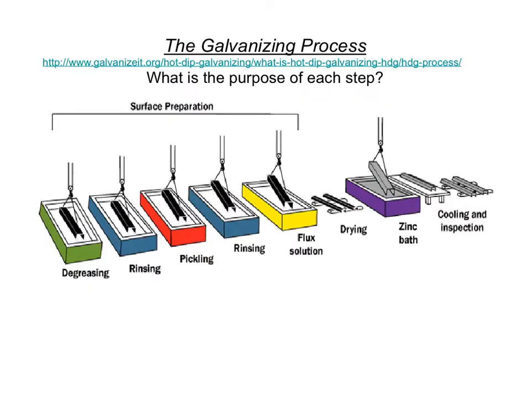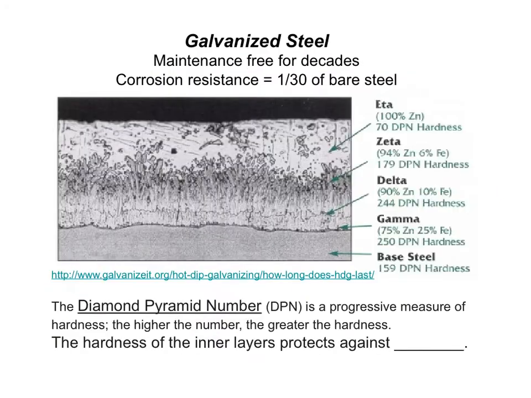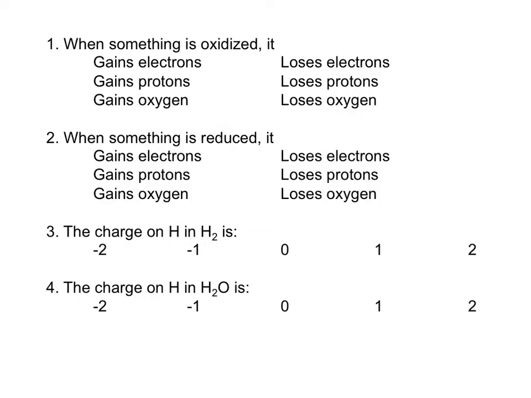This is the galvanizing process. Stop the video and identify the purpose of each step. And the answers are... Galvanized steel is designed to be maintenance-free for decades, so there's a lot of science involved in galvanized steel. So let's review. Stop the video and answer these questions.